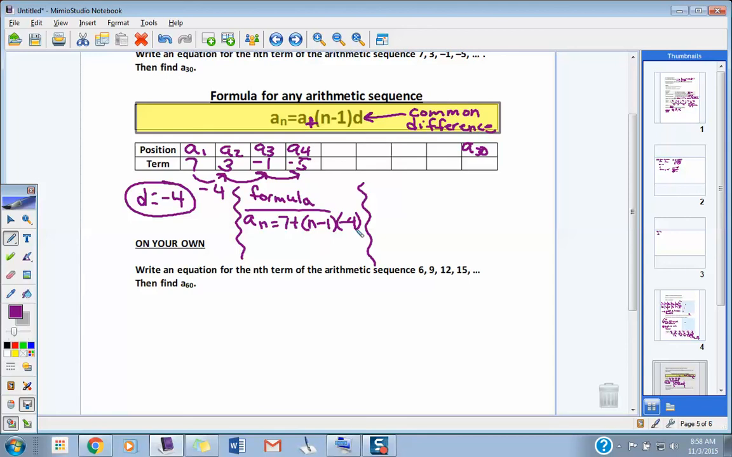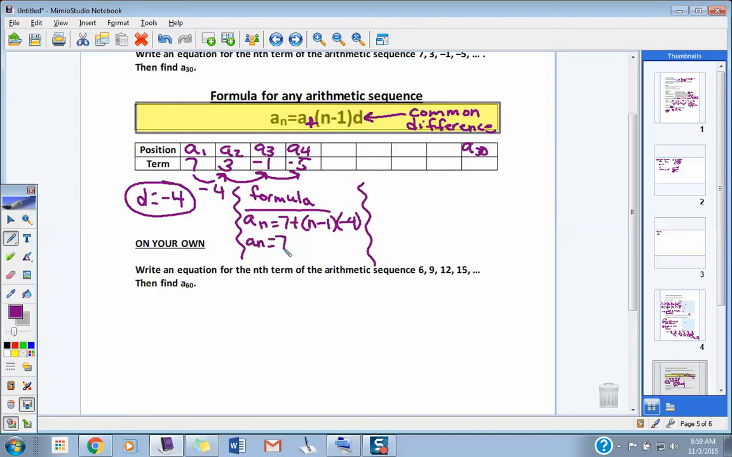Okay, so here's the deal. We're going to manipulate this a little bit. We have negative 4 times n minus 1 right here, in which case, what property could I apply right here? Okay, so A of n is going to equal the following. It's going to equal 7.